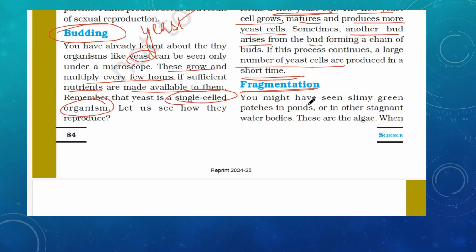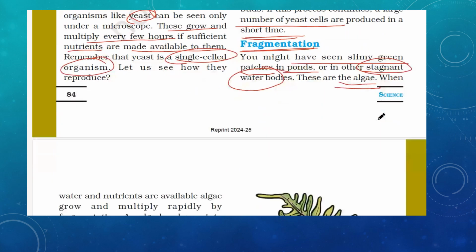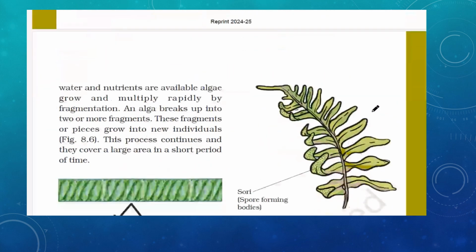So you might have seen those slimy green patches in ponds. These are stagnant water bodies, right? These are algae. When water and nutrients are available, these algae grow and multiply rapidly by the process of fragmentation.